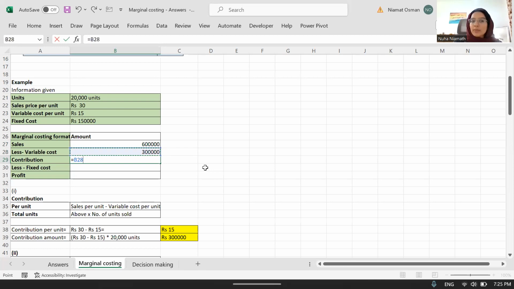Our contribution is nothing but sales minus variable cost. That will give us 3 lakh. Let's highlight this contribution. And we have a fixed cost of 1,50,000. So that will give us a profit of 3 lakh minus 1,50,000, which is 1,50,000. So from this example, formulating the marginal costing format, was it simple and clear? I hope there was no confusion here. Sales less variable cost is equal to the contribution, less fixed cost will give us the profit. I hope everybody was able to follow till here.